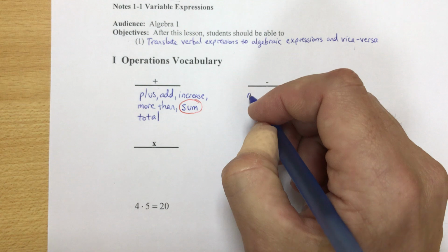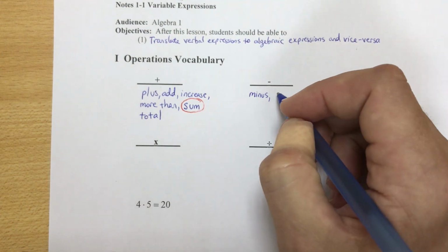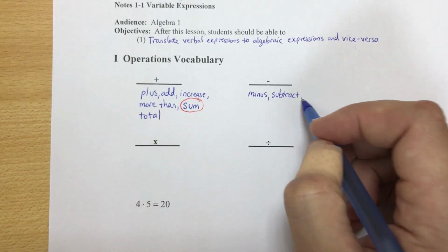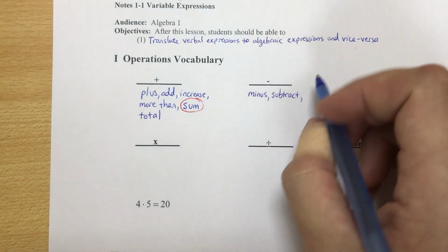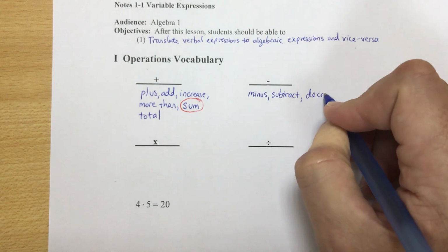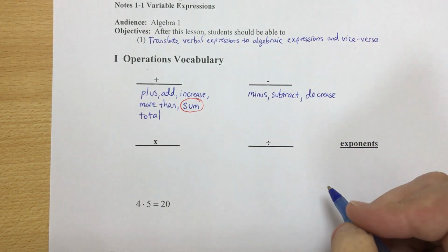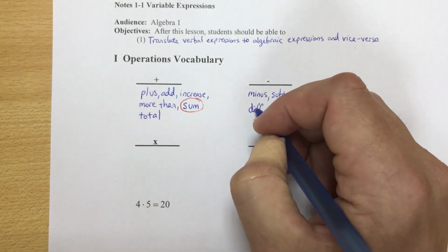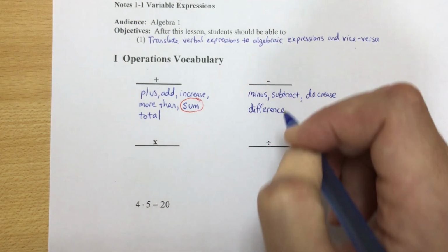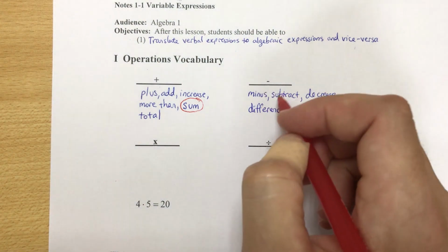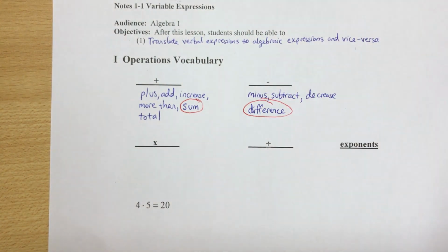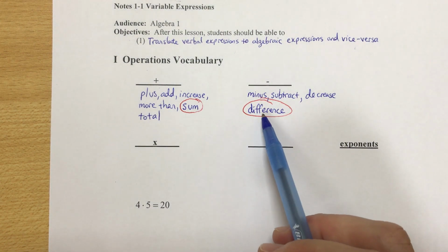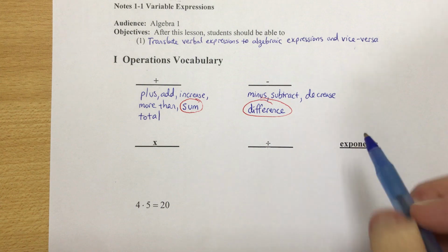Well, then we have minus, subtract. Well, increase means to add. Decrease means to subtract. Difference is one of the most common words for subtraction. So difference. The sum of two numbers means to add. The difference of two numbers means to subtract.